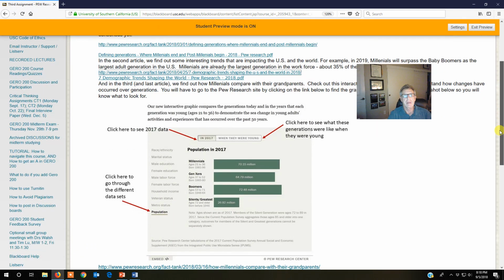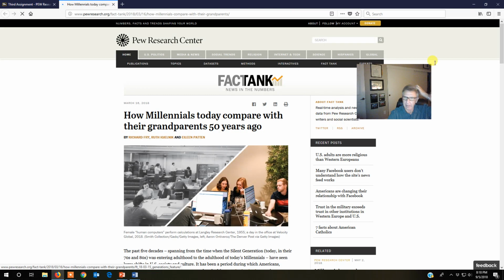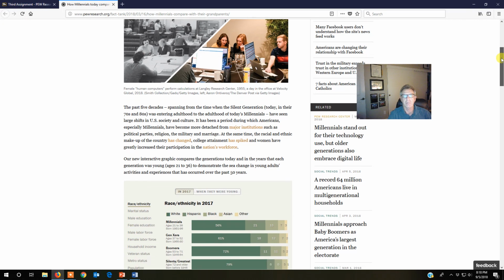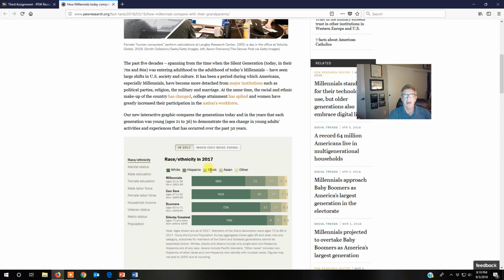Okay, we come down here and we can look at how millennials compare to their grandparents, and this is kind of a fun tutorial right here. So you click on this, and it just talks about the conditions of the world in terms of marital status, education, female education, male labor force, on and on and on. It's a real neat interactive graph right here. So we're looking at population analysis in terms of the different ethnicities here. And we see that, again, the traditional white America has decreased in size, going up to the millennials, okay? And this is looking at their ages right here and when they were born.